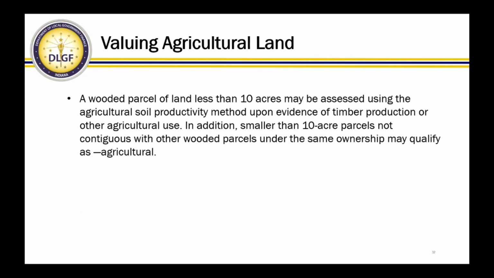As mentioned, in terms of the size, a wooded parcel of land less than 10 acres may be assessed, may being the key word here, using the soil productivity method. And we'll talk about the DNR's program in terms of the 10-acre minimum for them, but there could be a situation where a 10-acre tract in terms of woodlands may qualify for the agricultural land designation.